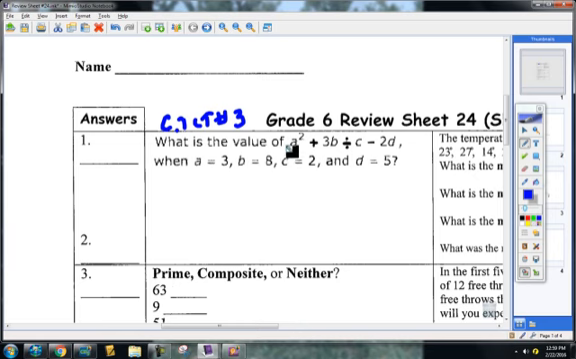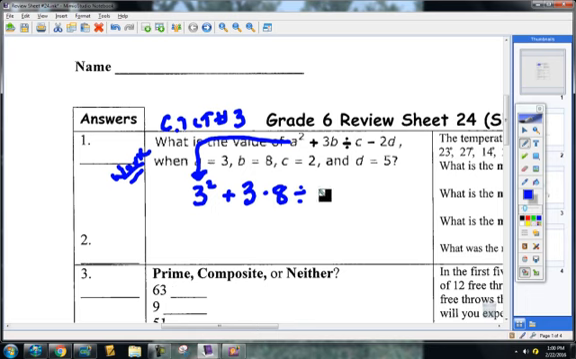Okay, the one thing that I am going to be very picky on is work. And if you're watching this, you're going to understand what I want you to do first. I'm going to show you. The first step, whenever you evaluate or you're finding the value, is you always have to turn that algebraic expression into a numeric expression. So that's going to be 3 squared plus 3 times 8 divided by c, which is 2, minus 2 times 5. Just like that. That is the first step.